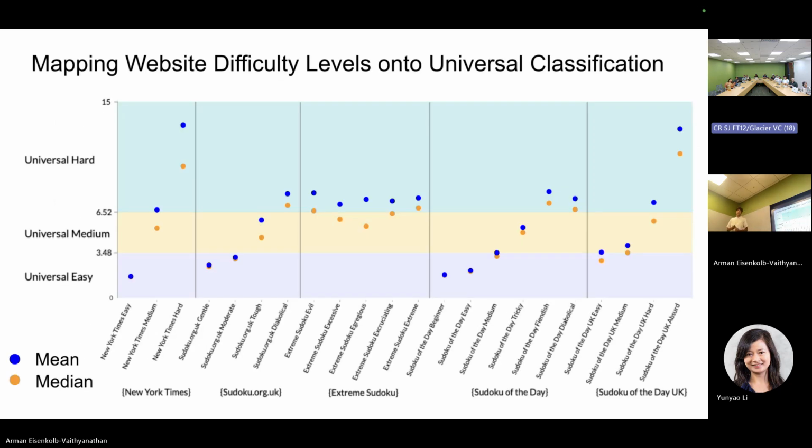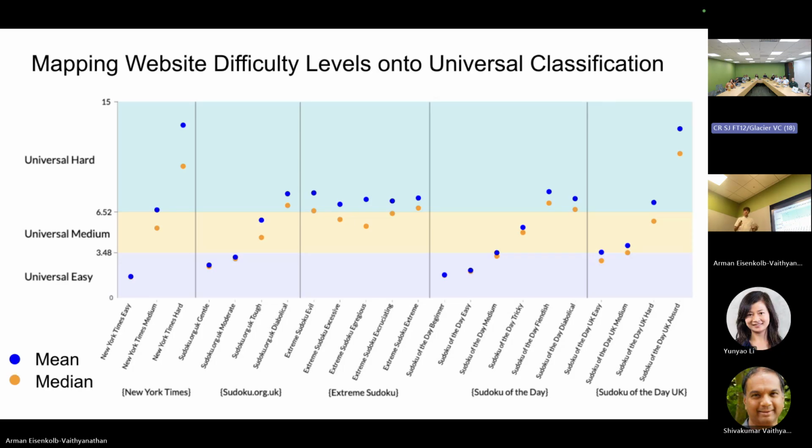Here we see the universal classification. We have our 3 universal categories going horizontally with the ranges defined on the left. The mean number of Nishio human cycles across the difficulty level is shown in blue, and the median is shown in orange. So if we take New York Times Easy, for example, New York Times Easy has 60 puzzles. We compute the mean Nishio human cycles over the 60 puzzles and then map that in blue, and the value for that is 1.58. The median across the 60 puzzles is also 1.58. Hence, why you don't see the orange dot.